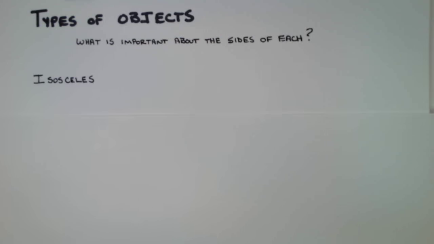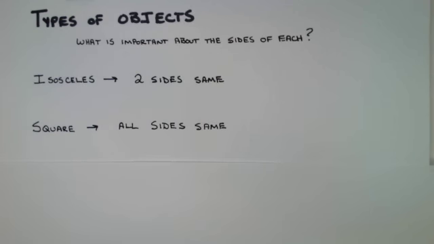Isosceles. What does isosceles mean? It means two of the sides have to be the same. Two of the sides have to be the same if it's an isosceles, whatever they give you. An isosceles triangle, an isosceles trapezoid. If it says isosceles, two of the sides are the same. What do I know about the sides of a square? All the sides have to be the same. If it's a square, all the sides have to be the same.